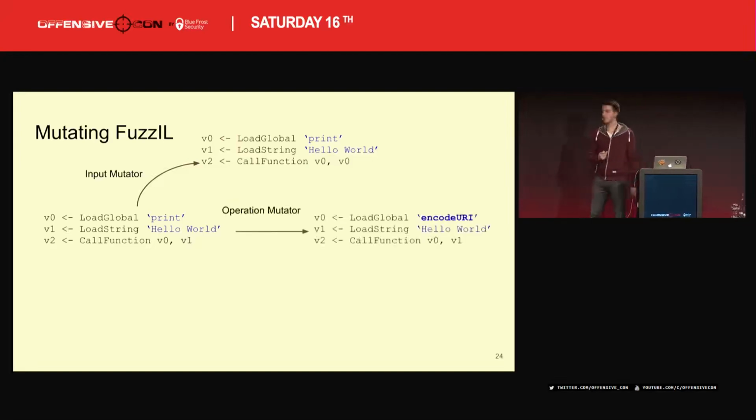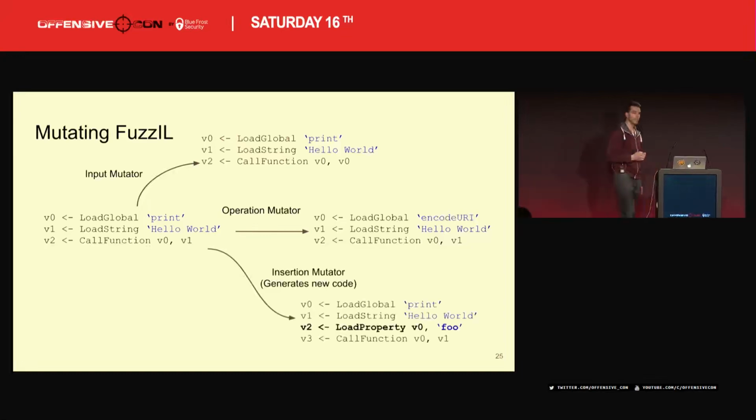Another mutation here is the operation mutator, which changes these blue parameters. Before, it would load the global print function, and after, we made it load the encode URI function and left the rest in place.